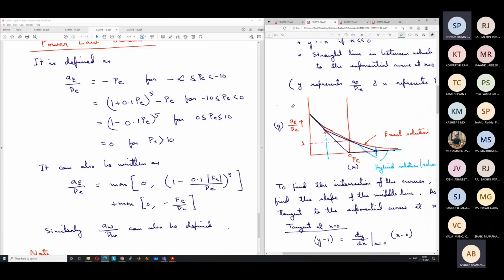But now we'll not go up to minus 10, minus 2, we'll just go up to minus 10. Because at minus 2, there will still be a significant difference, but at minus 10, the difference is going to be very small. Then from minus 10 to 0, we'll fit a fifth order curve, 1 plus 0.1 P to the power 5 minus P. And from 0 to 10, we will fit another fifth order curve, 1 minus 0.1 P by whole to the power 5, up to 10. And at 10 again, the difference will be very less.